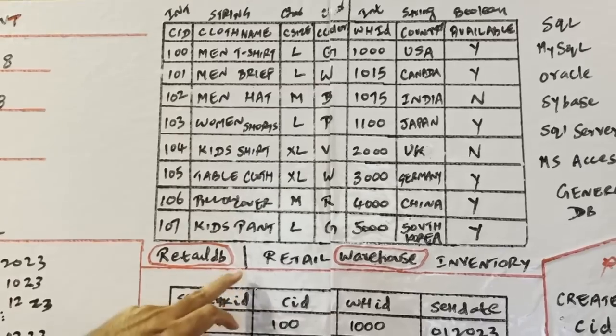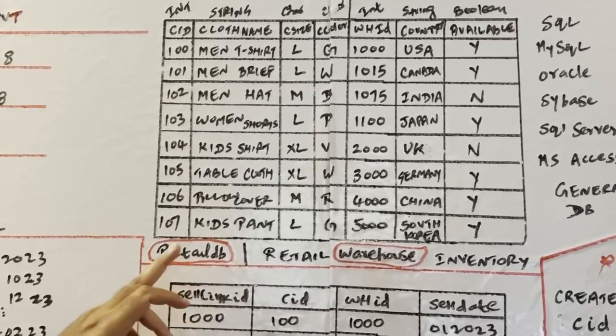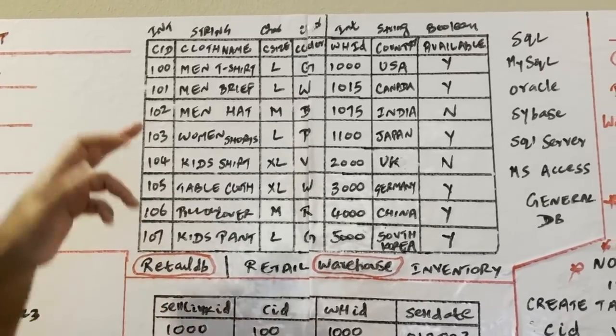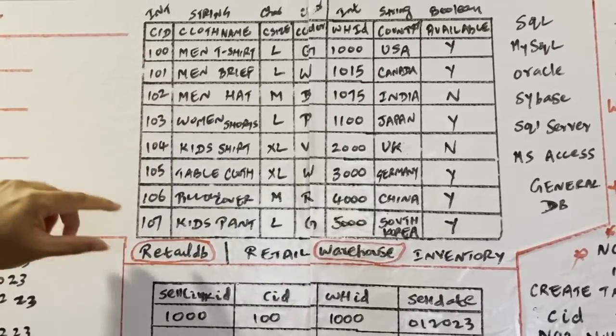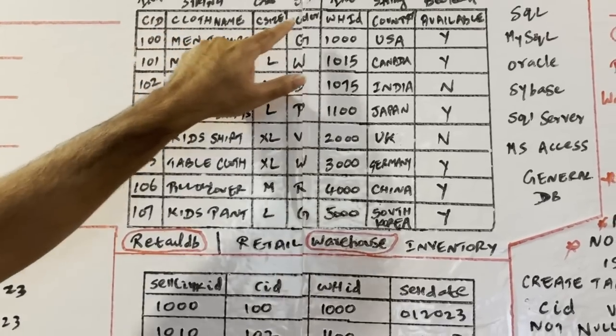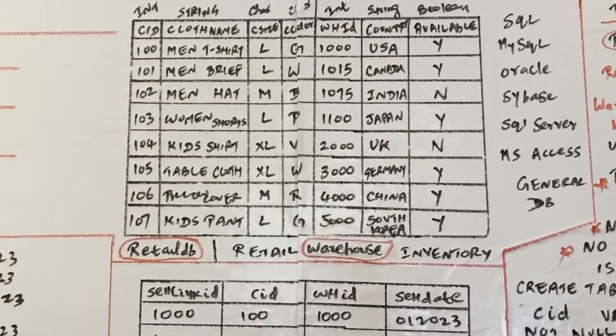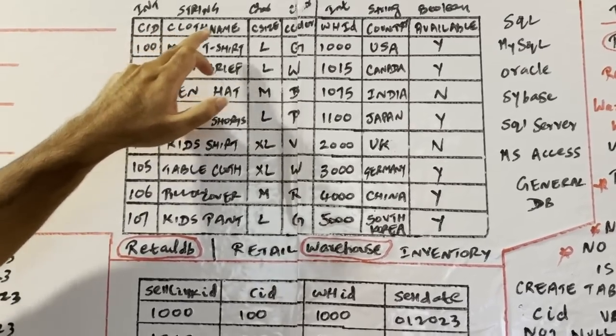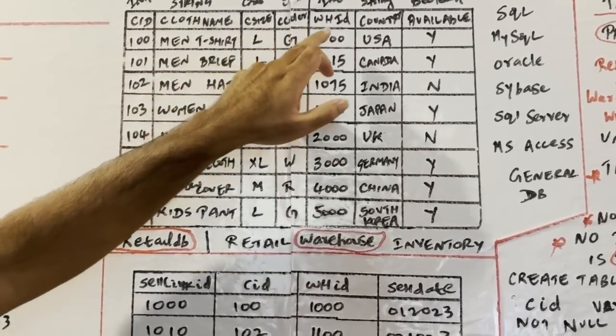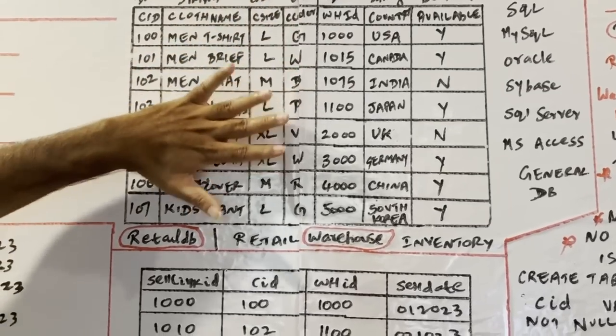So I have this table called Retail DB. That's the name of the table. It has 8 rows and 7 columns. This is the cloth ID, cloth name, cloth size, color. This is one table, okay?